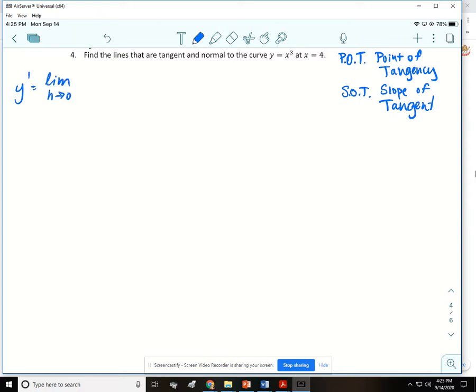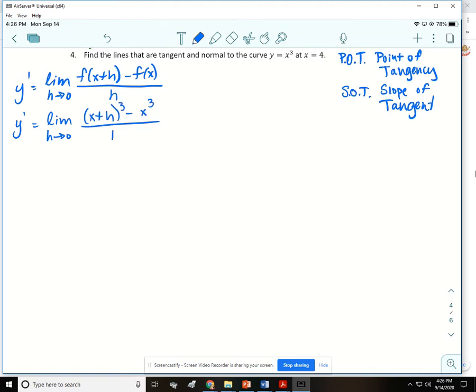As h approaches 0, f of x plus h minus f of x over h. All right, and then this particular one, f of x is the cubing function. So we need to take x plus h and cube it, and then subtract the original, and then divide it by h.